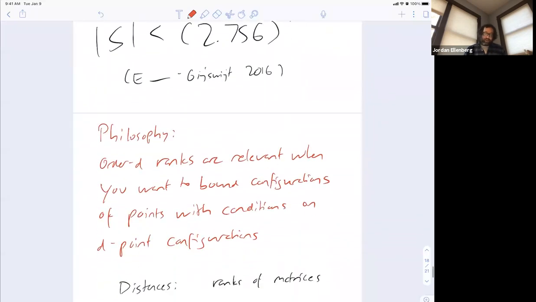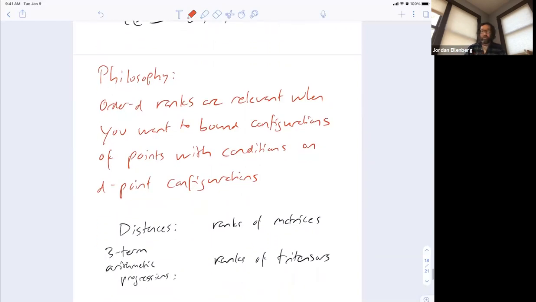So I'd say the philosophy here in terms of geometric combinatorics is that if you want to bound something about large sets of points and the condition is on d-tuples of points, you're going to need to use degree d tensors. If you're content to prove theorems about controlling distances, a distance is an invariant of a pair of points, so you can use matrices. But if you want to study three-term arithmetic progressions, which is really what this is an example of, then you're studying relations between triples of things at a time, and you've got to use ranks of tri-tensors.